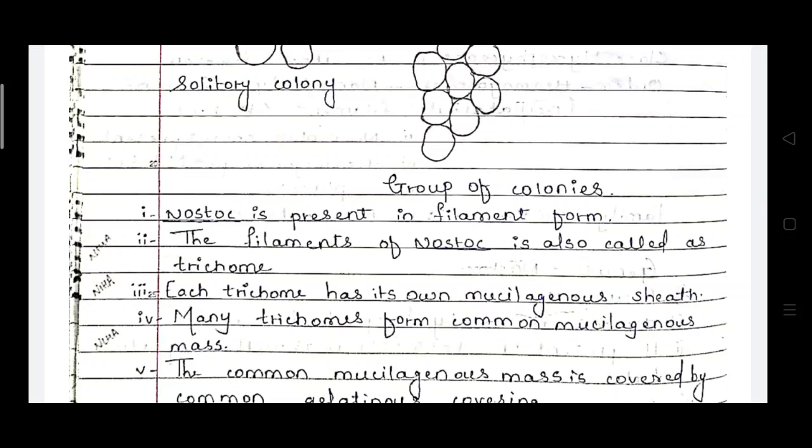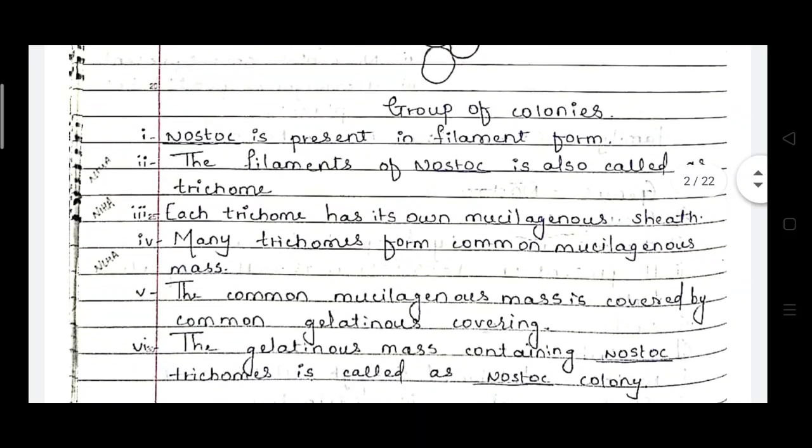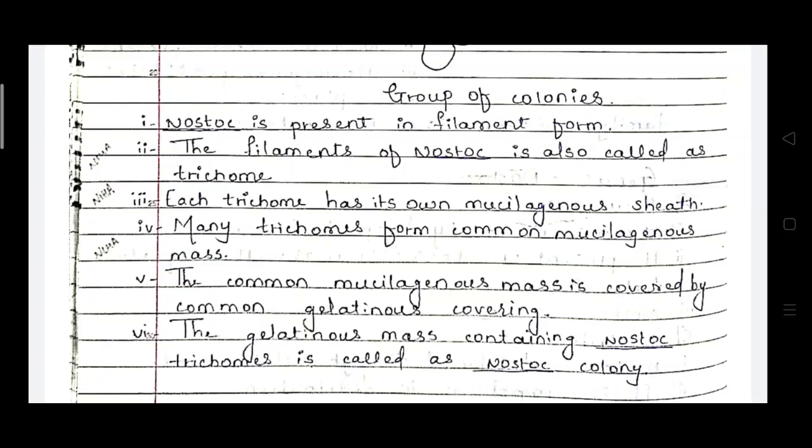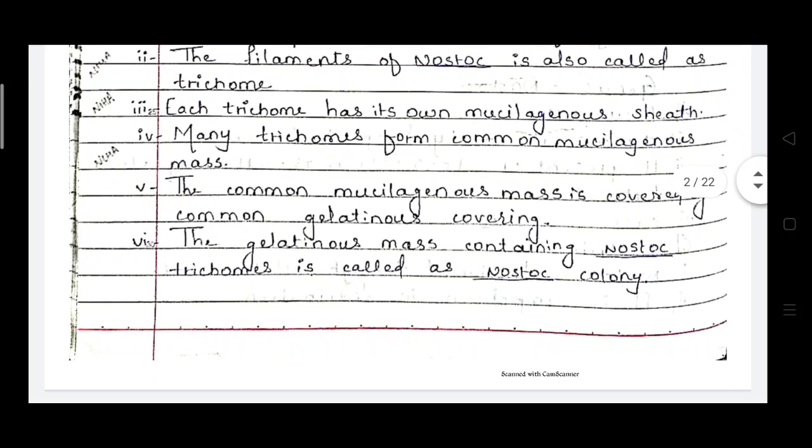So this common mucilaginous mass covers all the trichomes, and they form the covering of the trichome. So this gelatinous mass containing Nostoc trichomes is called the Nostoc colony.